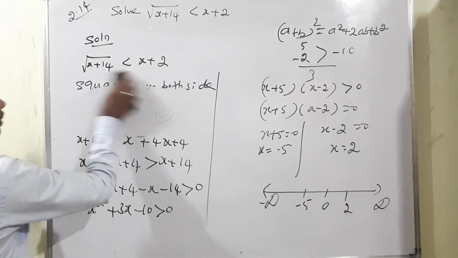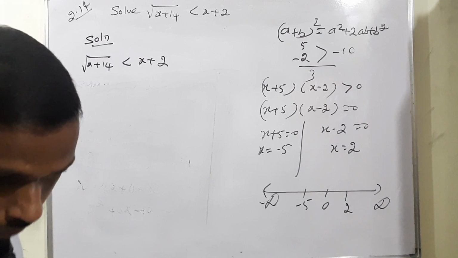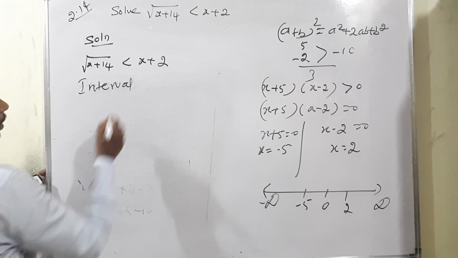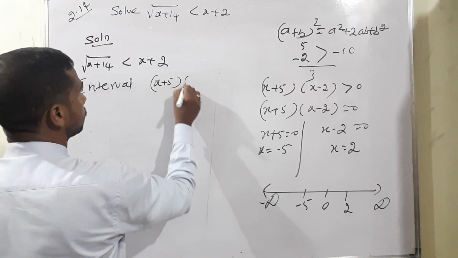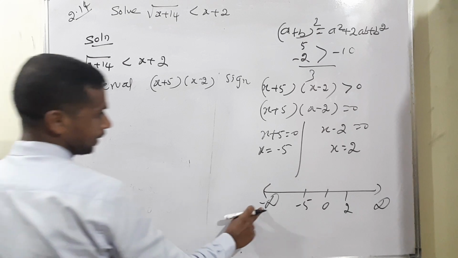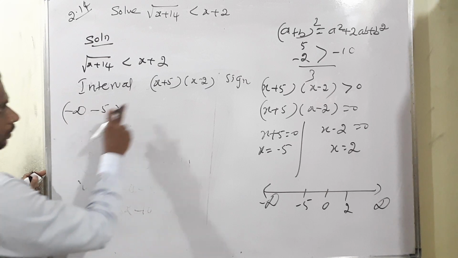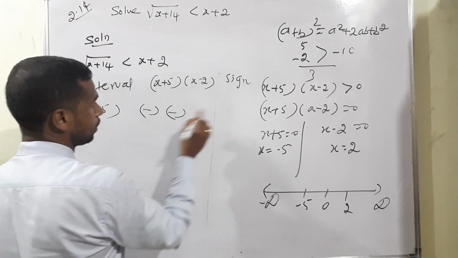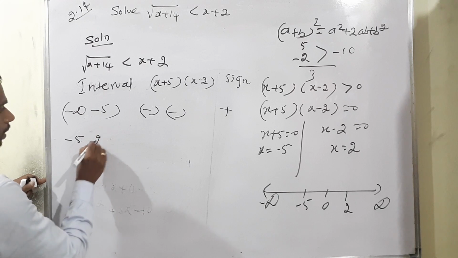So now the first interval, isn't it? Interval, the factors x plus 5 and x minus 2, then last one sign. First minus infinity to minus 5, minus 6 we consider. Minus 6 plus 5 means minus sign, minus 6 minus 2 means again minus. So minus into minus is plus. Next one, minus 5 to 2.